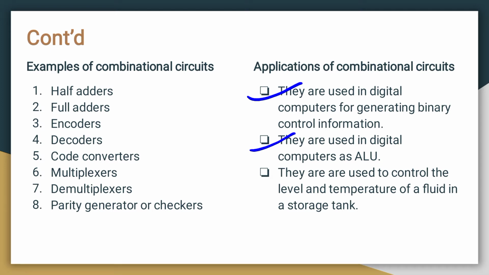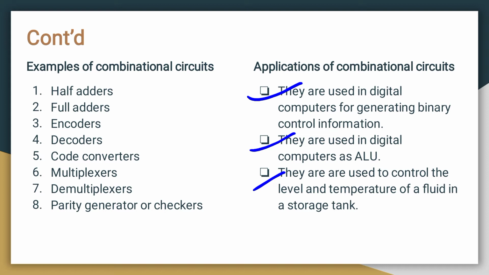Next, they are used in digital computers as ALU. ALU is nothing but the arithmetic and logical unit. So here the computer totally needs the binary combination, what we call machine language, that is a binary combination. So we can use this in an ALU also.